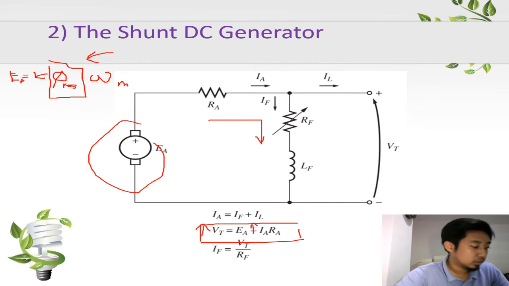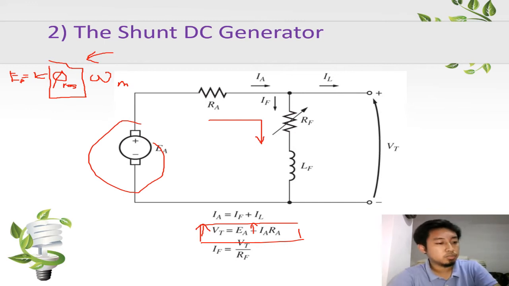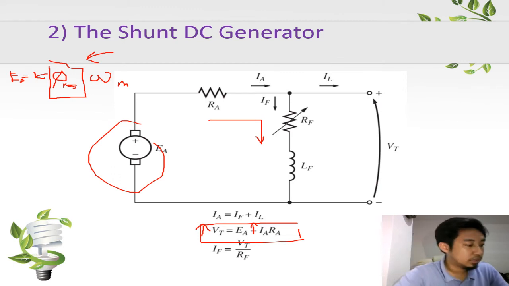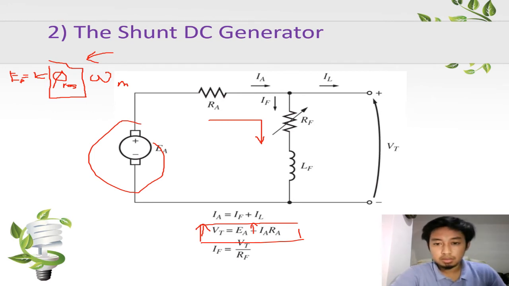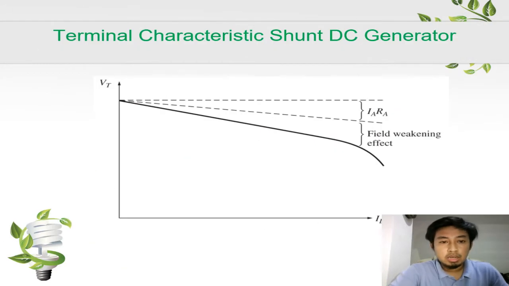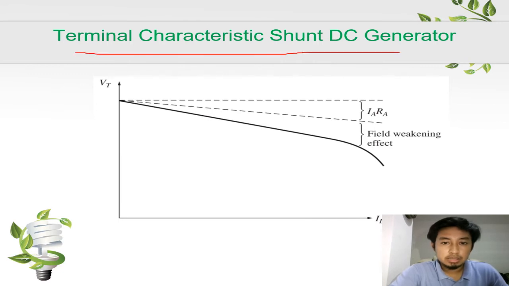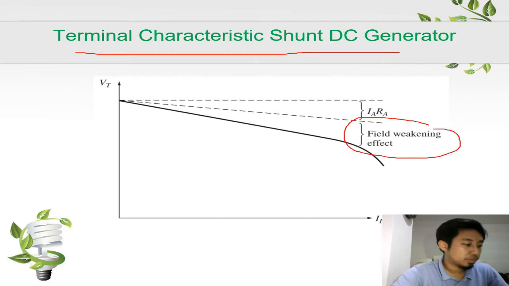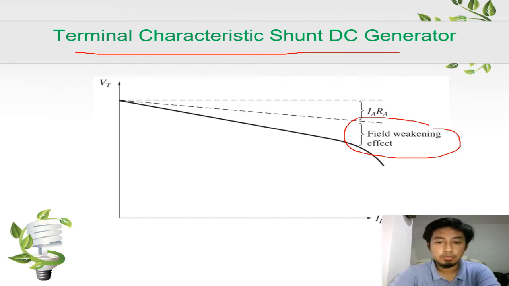For the shunt DC generator, you can refer to the textbook, page 535 till page 536, for the operation here. So this is the terminal characteristic of the shunt DC generator. This is the field weakening effect, which is due to the relationship of EA and VT.